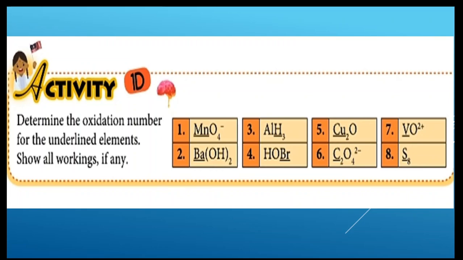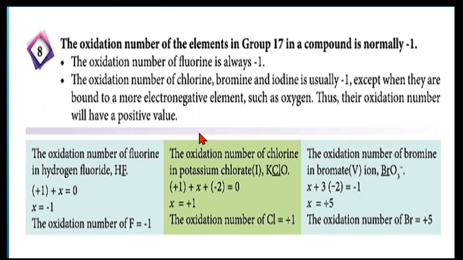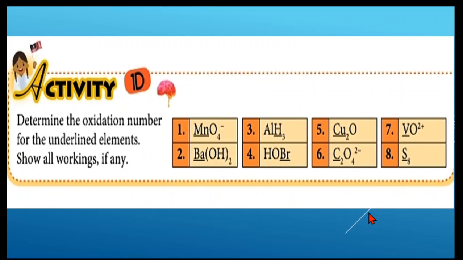Okay. You try this one. Determine the oxidation number for the underlying element. Show all workings, if any. Memang ada. So show all workings. MnO4 negative. Okay, ingat. Buat macam yang kita buat tadi. Alright. So try this one. You try this one. You can screenshot this video and you can try this one, this activity.